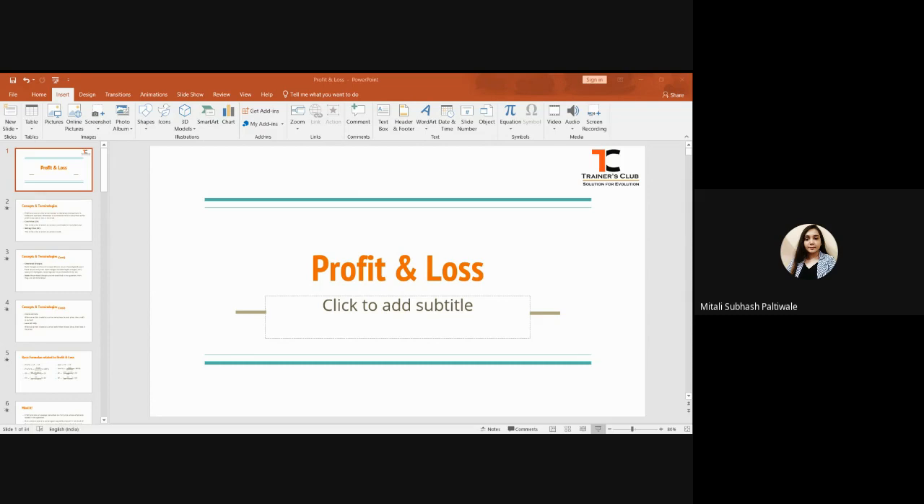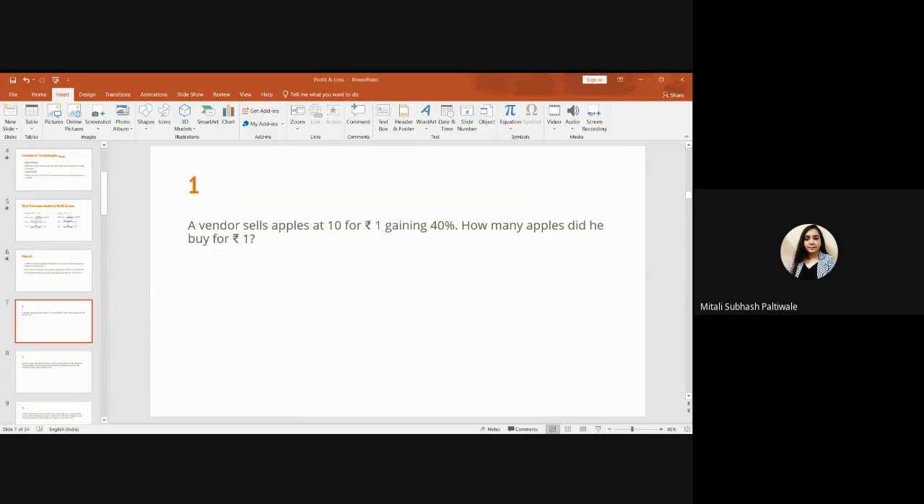Number one says: a vendor sells apples at 10 for rupees 1, gaining 40%. How many apples did he buy for rupees 1? Let's get ahead with this question and start with something which is not so different, but it may lead you to some different techniques for solving the question.